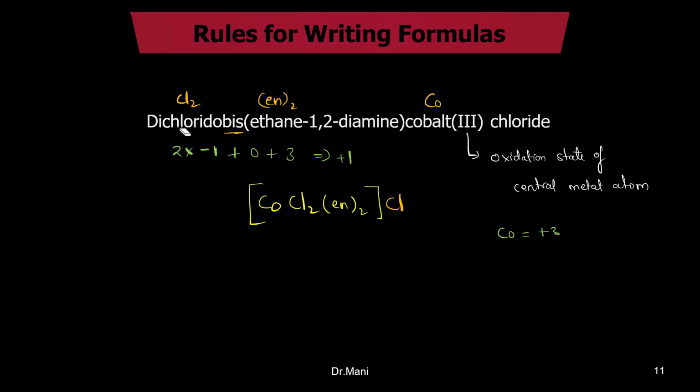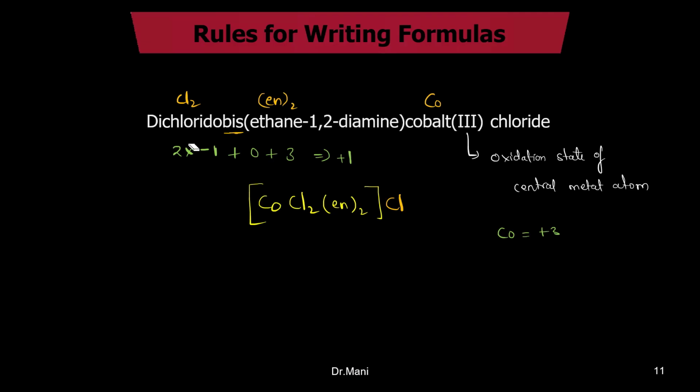Now see the ligands. Here dichlorido, that means 2 chlorines are there, Cl2. Ethane 1, 2 diamine within the brackets, bis. That means this is a single ligand and there are 2 such ligands. So en twice. And cobalt 3 means the oxidation number of the cobalt is +3. Chloride is a counter ion.